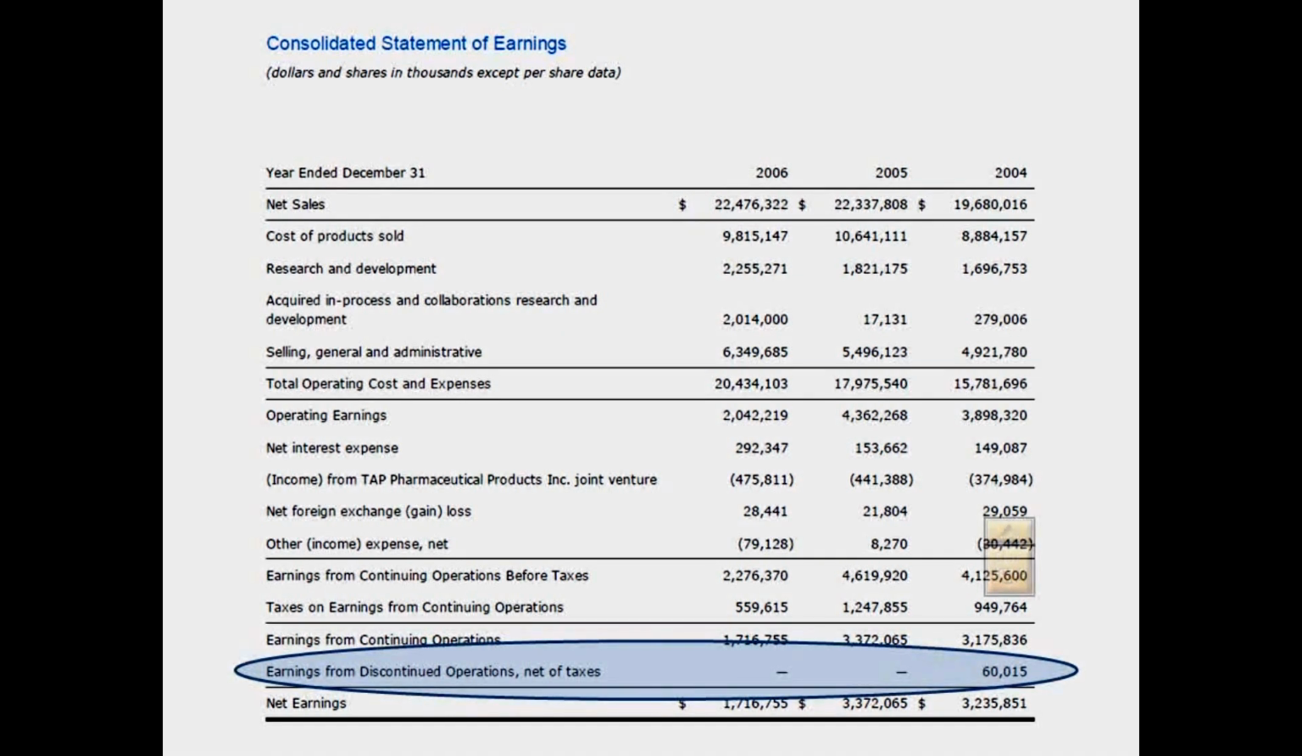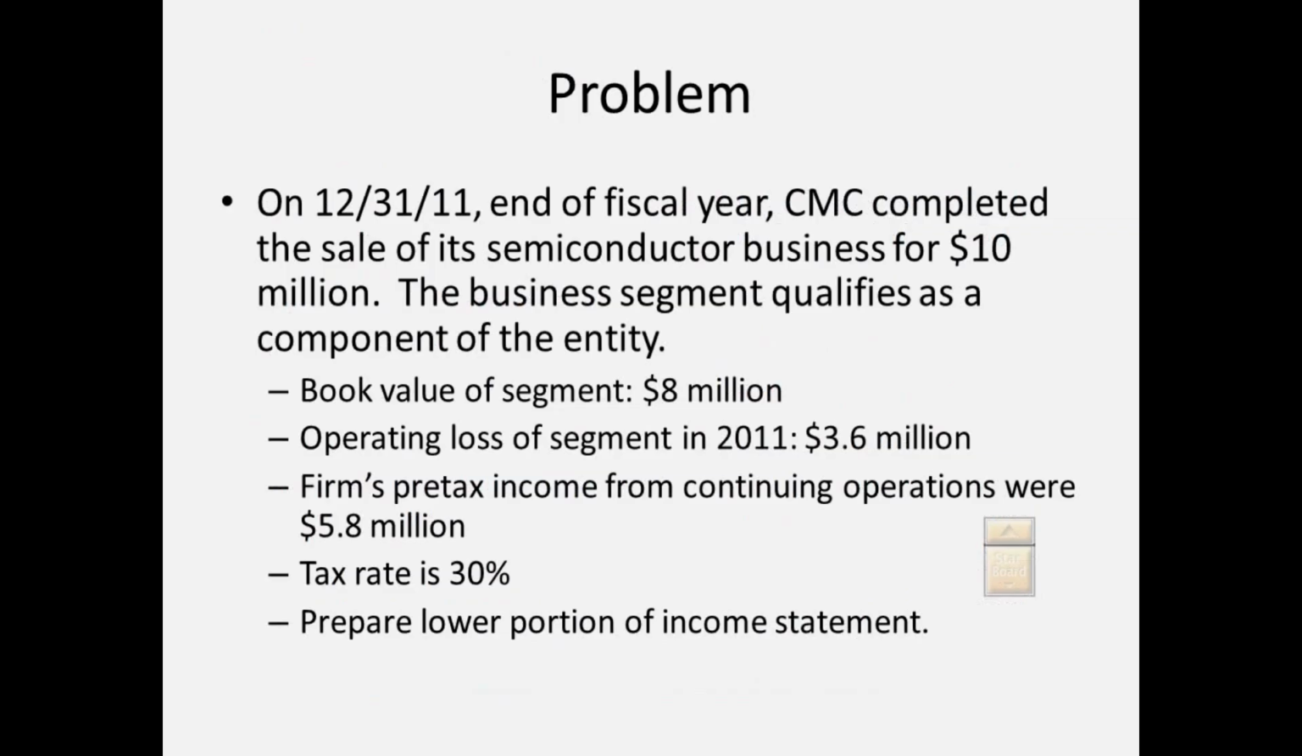So you can see here they actually made money on the disposal. This is a positive number. 3175 plus 60 is what's giving you that. But they're saying, hey, we don't have any of this stuff anymore, so don't expect it next year. Okay, so let's talk about it in the context of an example, and then you'll be able to see better how this works.